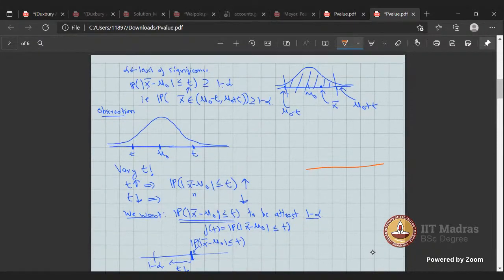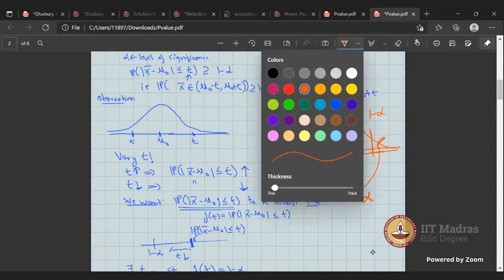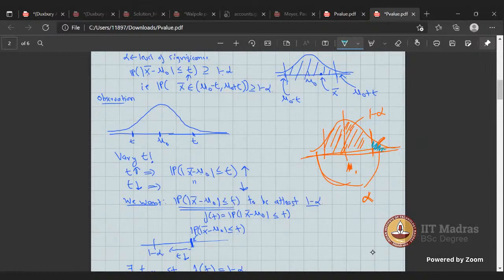Now, let's say this is your mu naught, and what we say is the probability. This region we call 1 minus alpha, and this is our critical region. Ma'am, is 1 minus alpha the acceptance region? Yes, 1 minus alpha is the acceptance region. This shaded region is the critical region where you reject your hypothesis, and that region we denote by alpha.